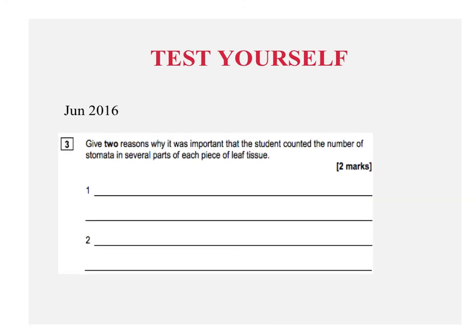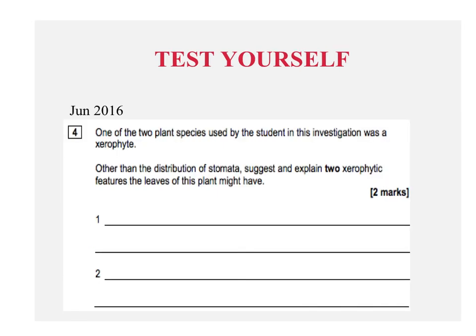Give 2 reasons why it was important that the student counted the number of stomata in several parts of each leaf tissue, not just in one. 2 reasons why it was important that the student counted the number of stomata in several parts of each piece of leaf tissue. 2 marks. Pause and play again when you're ready.